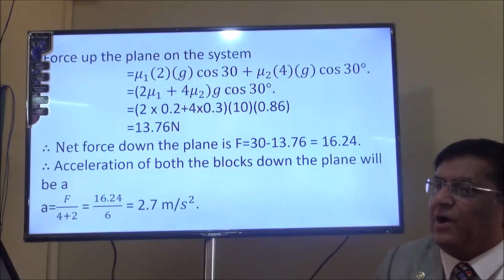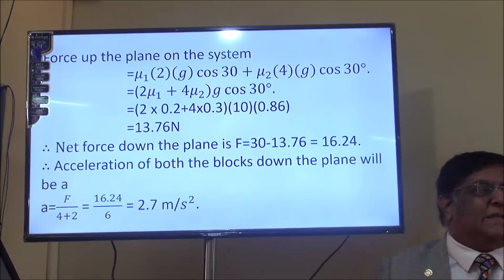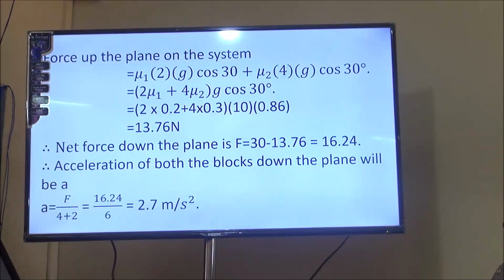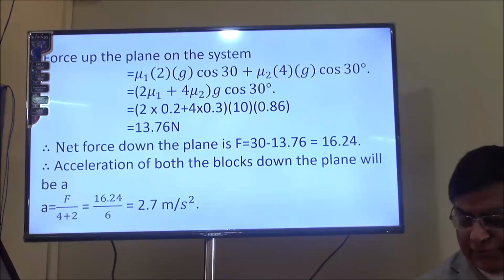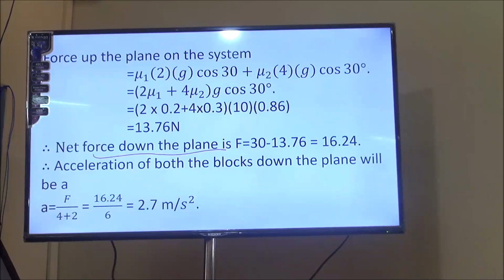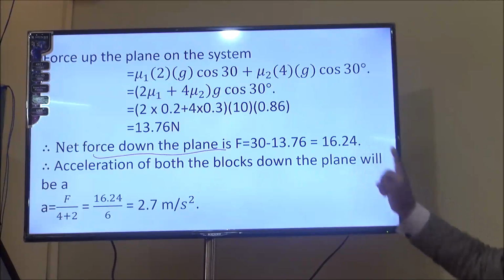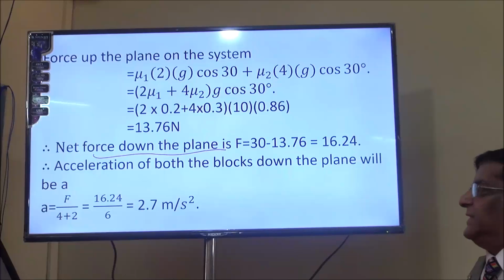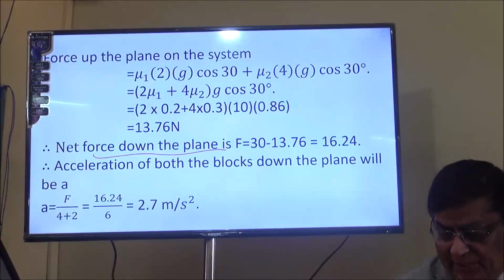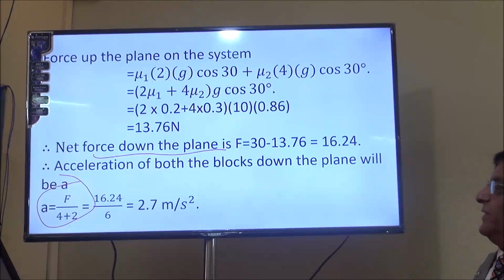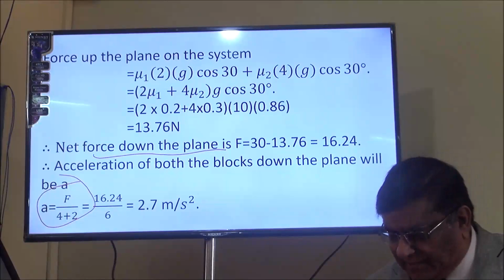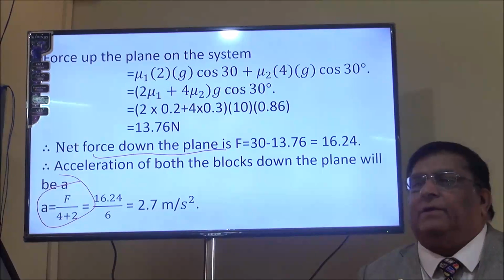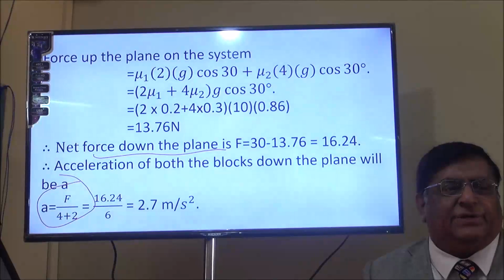So the force acting downward we have calculated, and the force acting upward we have calculated. And you can always find the net force. Net force down the plane is this minus this. And once you know the net force, then force upon mass gives the acceleration of the system. This is how it is to be done. So it's a very easy and clear one. Once you have done it, let's go to the next question.